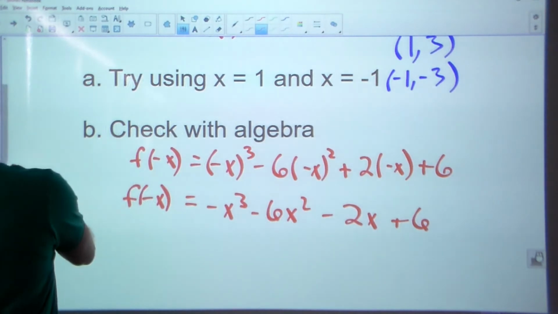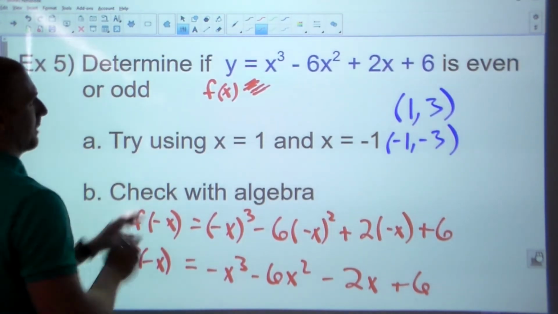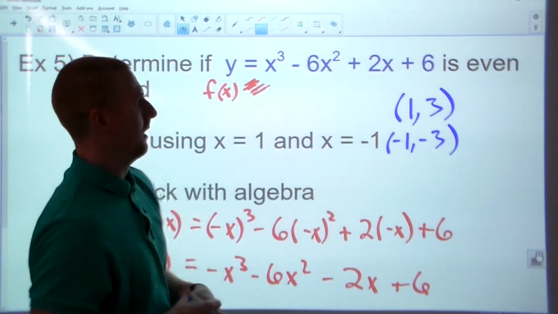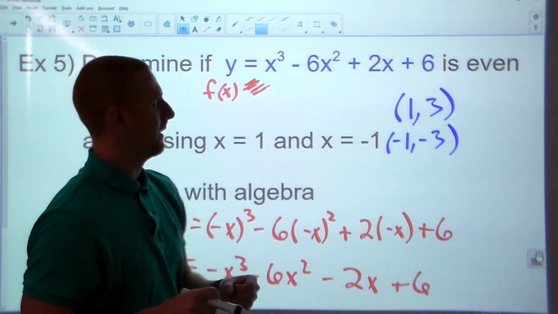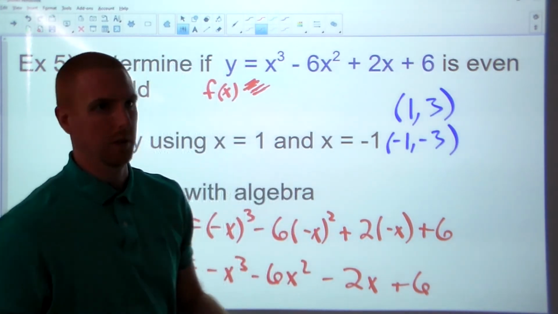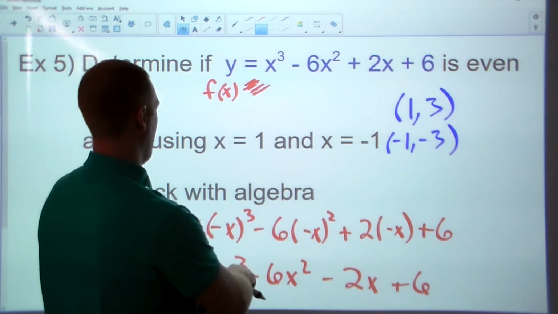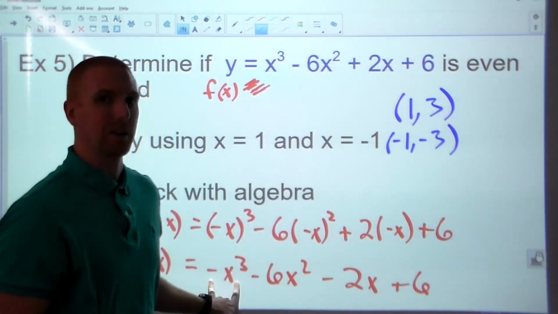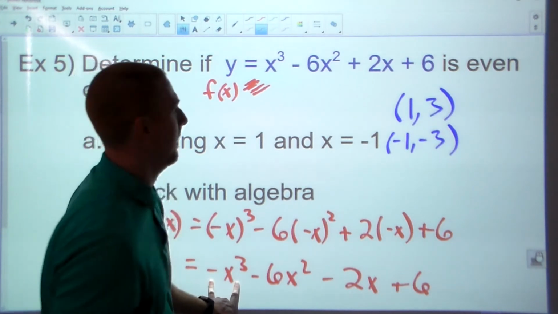So let's compare back to what it started out as. If it's the same thing as what we started with right here, it's an even function. If all the signs are exactly opposite, it's an odd function. If neither's happening, then it's neither. So let's kind of run through piece by piece. All right? It was x cubed, now it's negative x cubed. So it's kind of on the path to being an odd function. It's definitely not even right now.